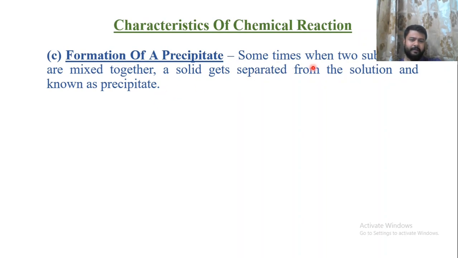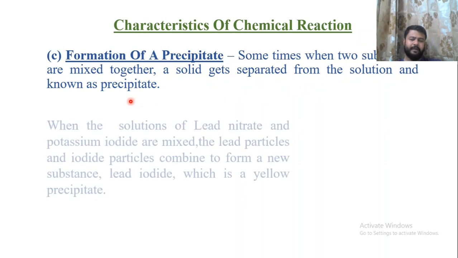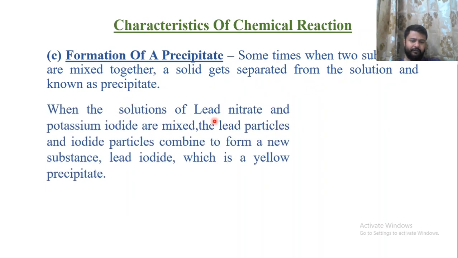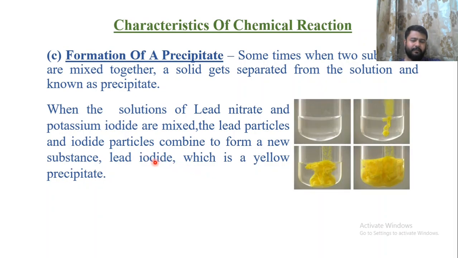So what you can write: sometimes when two substances are mixed together, a solid substance is created or separates out from the solution, which is known as precipitate. When a solution of lead nitrate and potassium iodide are mixed, lead particles and iodide particles combine together and form lead iodide, that is PbI2, which is yellow in color, and there is a precipitate formation of lead iodide. This is lead nitrate, which is white in color. As soon as we mix potassium iodide into the lead nitrate, it converts into yellow color, and all this yellow is nothing but lead iodide.